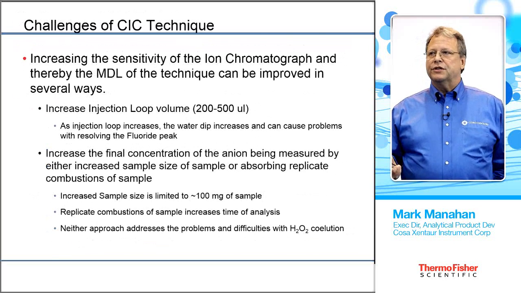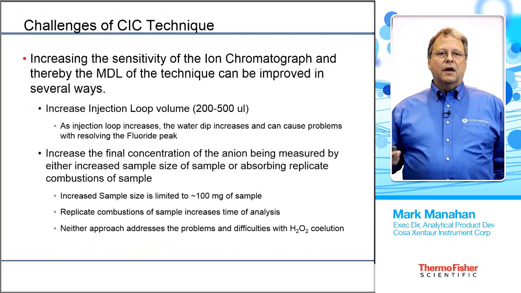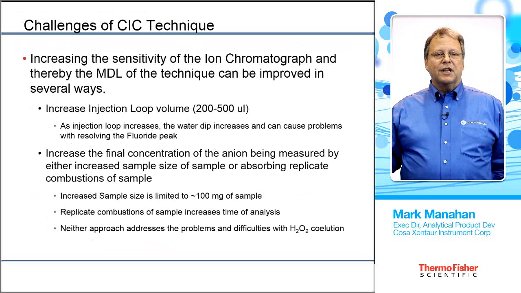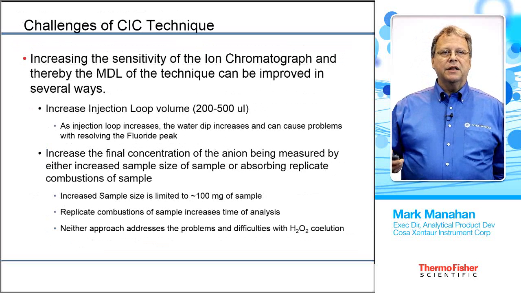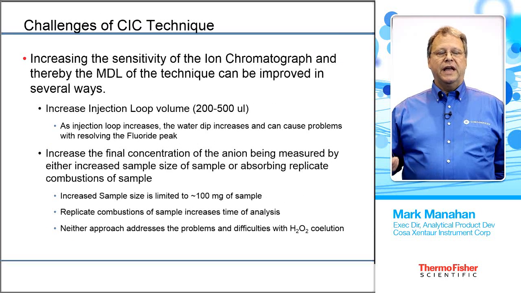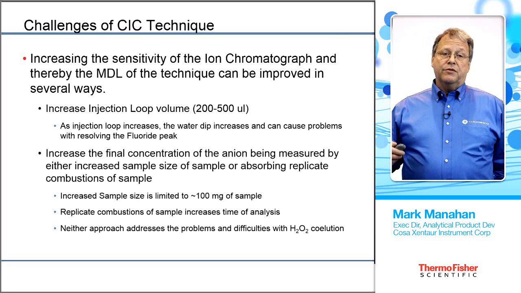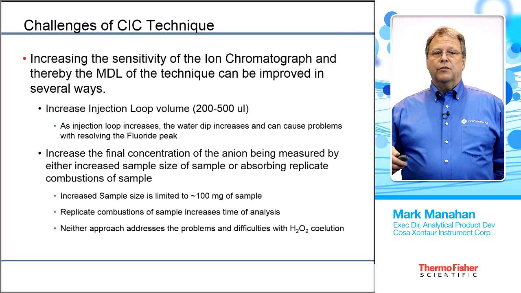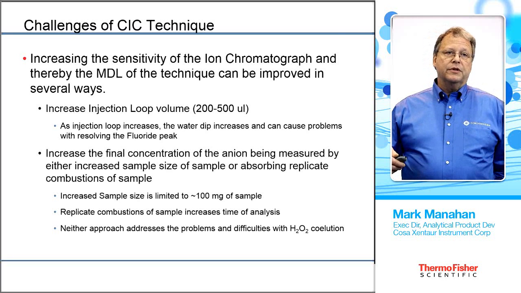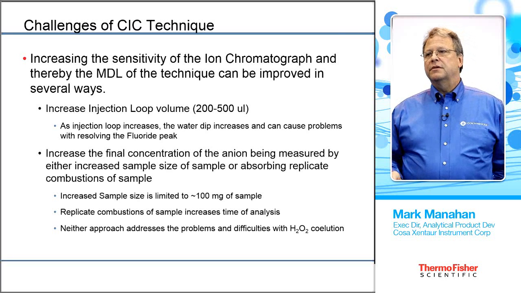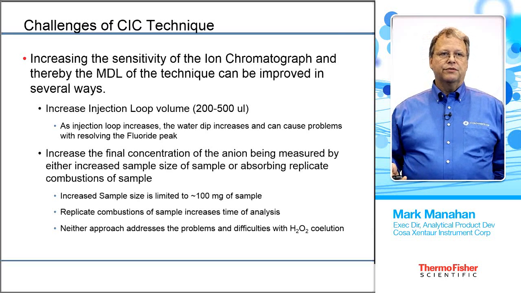Okay, other challenges are increasing the sensitivity. You're limited by sample injection. It's not a good idea to inject the 500 or 1000 microliter loop on a conventional IC. Final concentration of anion on the column may not be optimized for all the anions that you're looking for. So you can solve this by increasing sample size, doing replicate analysis before sample injection. Neither approach addresses the prime problem, which is I have a signal-to-noise ratio issue.